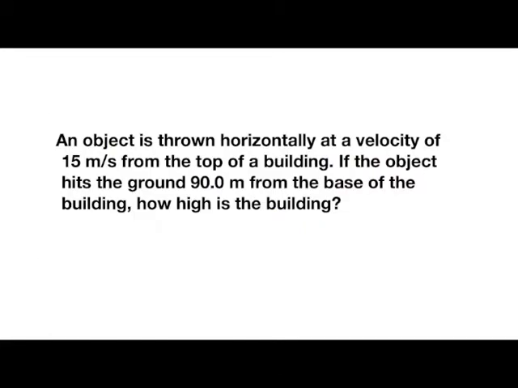Hey guys, let's take a look at problem number 9 now. An object is thrown horizontally at a velocity of 15 meters per second from the top of a building. If the object hits the ground 90 meters from the base of the building, how high was the building?